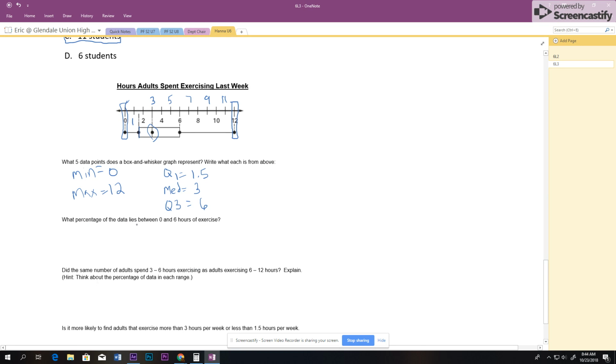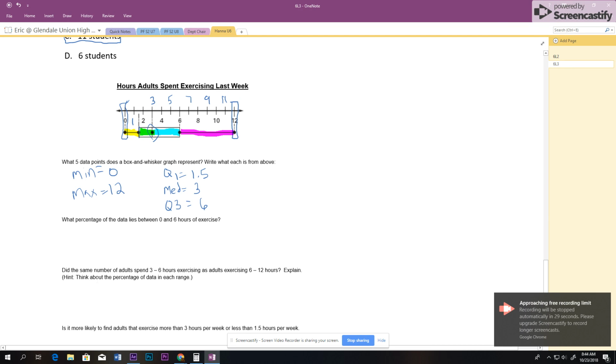Which percent of data lies between 0 and 6 hours of exercise? So if we separate this into its pieces, we have this part in between those 2 dots, this part in between these 2 dots, this part in between these 2 dots, and this part in between these 2 dots. Now, if you remember from our discussion previously on box and whisker, each of these parts is 25%.